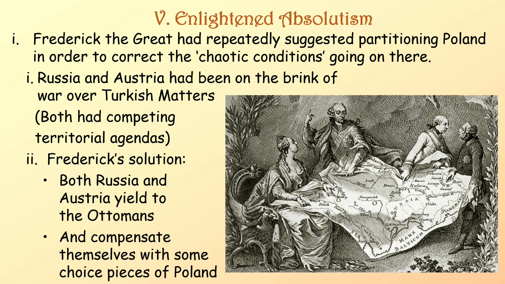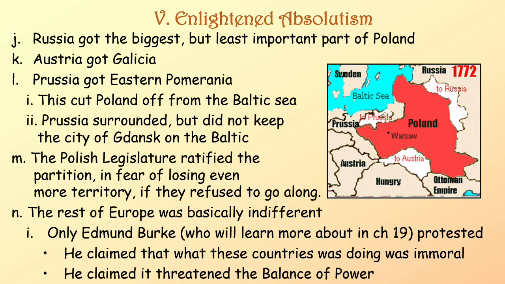Frederick the Great had repeatedly suggested partitioning Poland in order to correct the, quote, chaotic conditions going on there. And Russia and Austria had been on the brink of war over Turkish matters, and Turkish matters means the Ottomans. Both of them had competing territorial agendas, and so Frederick II's solution to all of this was bring everybody to the table. Both Russia and Austria yield to the Ottomans, leave the Ottomans alone, and then compensate themselves with some choice pieces of Poland. Russia got the biggest but least important part of Poland in 1772.